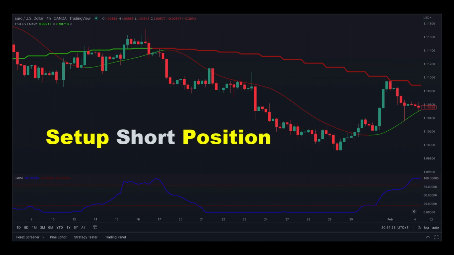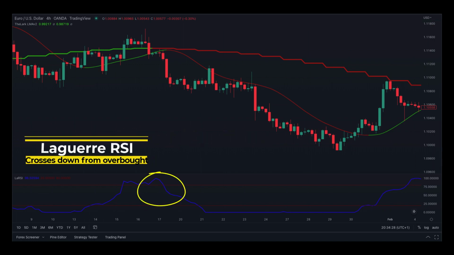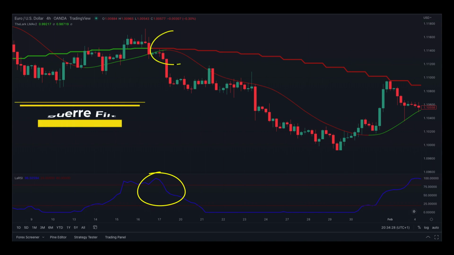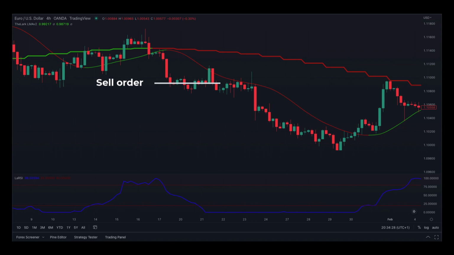The rules for a short position are the opposite. First, wait for a bearish cross from the overbought zone of the Laguerre RSI. Second, Laguerre filter multi-time frame must be bearish, that is, both lines must be red. Finally, we place a sell order at the close of the candle. Then, we place a stop loss order at the 4 hours Laguerre filter. The take profit order will be set at 2 times the risk.